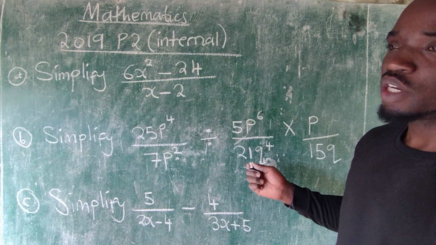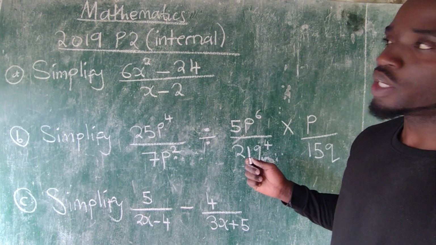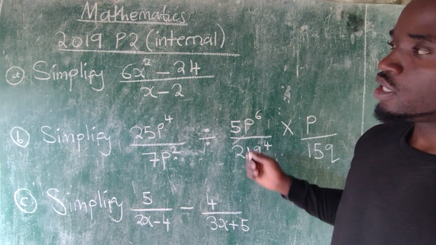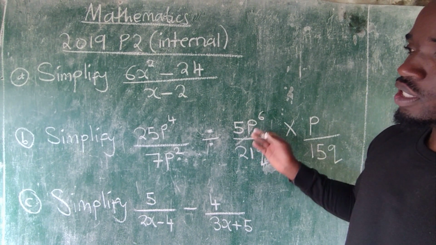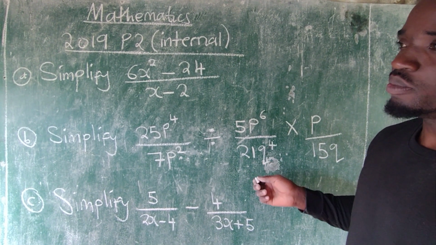So as you can see on the board, we have some questions that came in mathematics paper 2 under internal for 2019. So these questions, they are just 3 and you normally find them in paper 2.